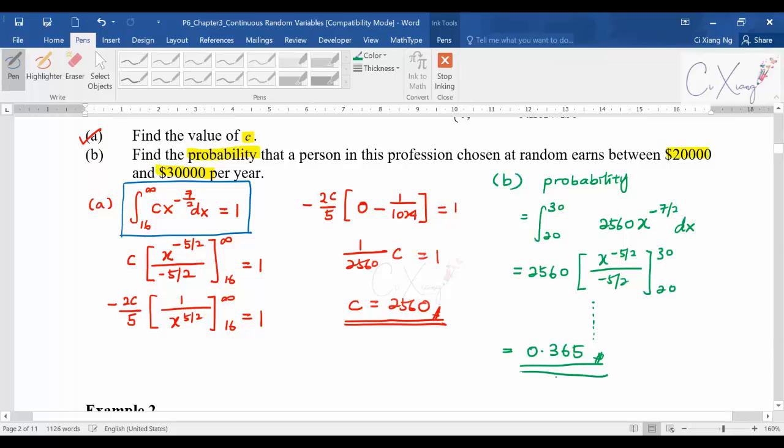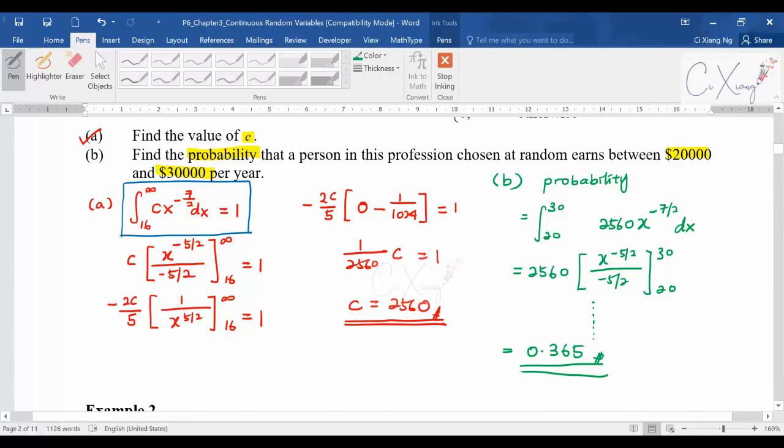So for this particular question, we applied both properties that we learned just now. The first one is when you integrate the whole thing and let it equal 1, that's the first property: the total area under the graph equals 1. And the second property is to find the probability, you need to integrate the area under the graph also, but with a different limit. The limit here will be given in the question. So you just apply some simple integration, then you can get an answer for probability.